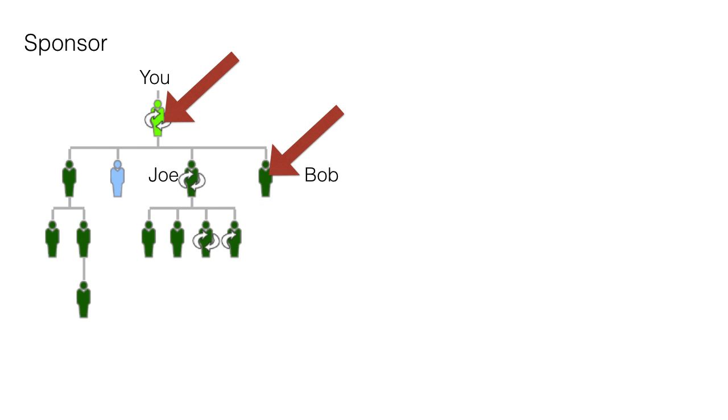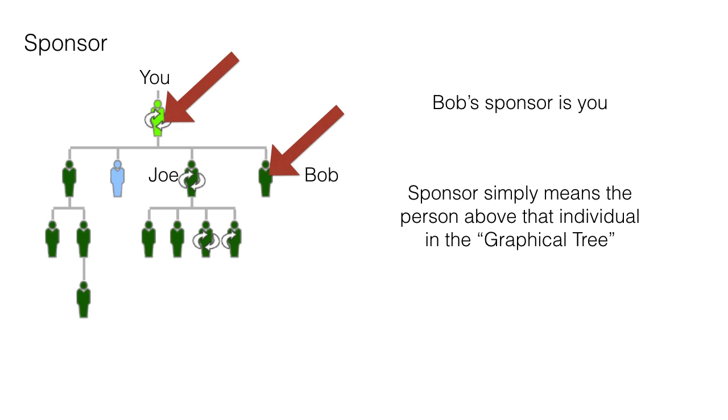So let's look at an example in mydoterra.com. If you're at the top there and you've got Bob right under you, Bob's sponsor is you. All sponsor simply means is the person above the individual in the graphical tree. You see Joe here next to Bob. If Joe had someone under him, let's say Sally, Sally's sponsor is Joe. Sally is directly under Joe. Joe is just right above Sally, so Sally's sponsor is Joe. If you bring up Sally's consultant information, it'll say Joe is Sally's sponsor.